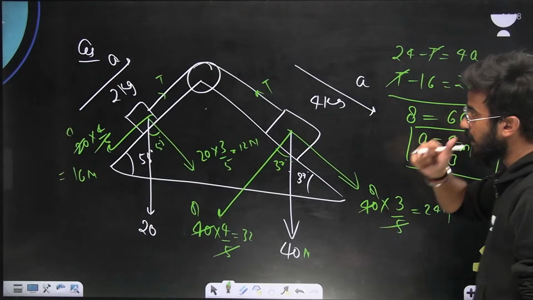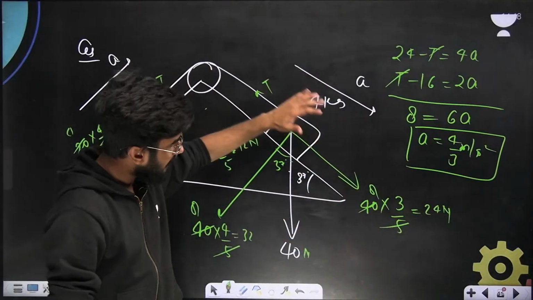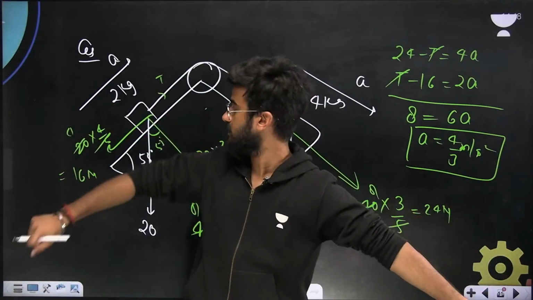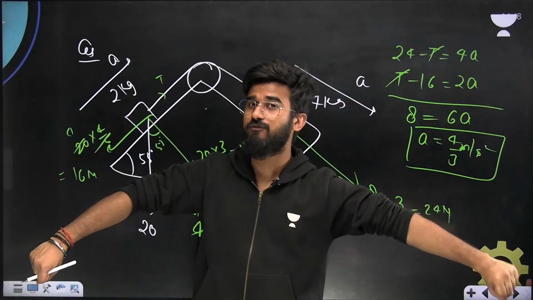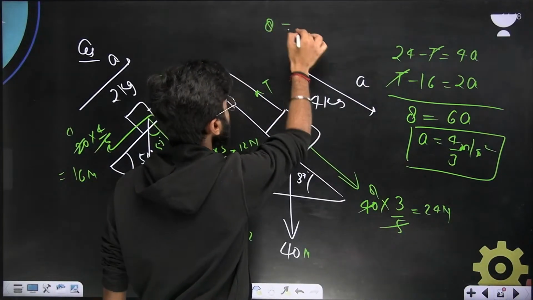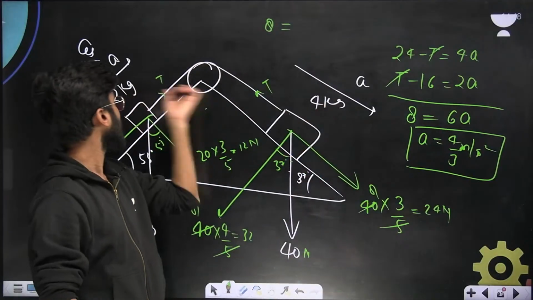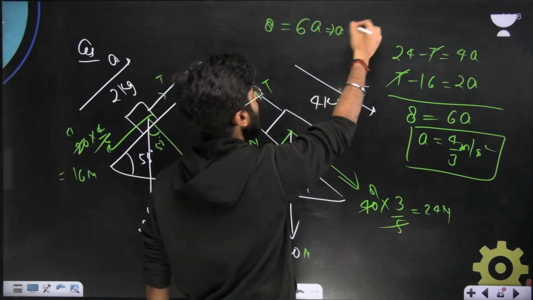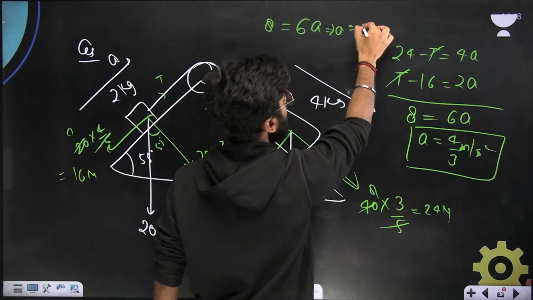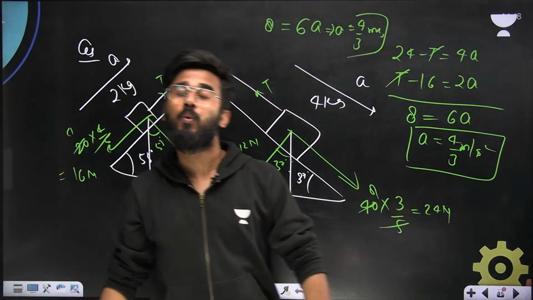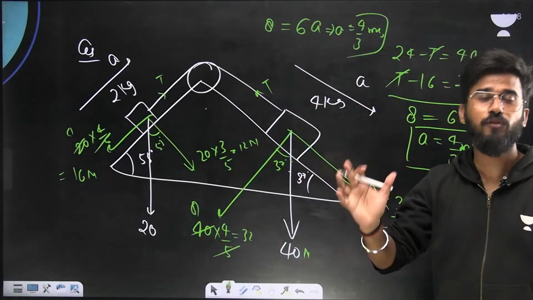Okay, so what I was telling is, mark the total forces. There is 24, there is 16. So what is the net force? 24 minus 16 means 8. So 8 is the total force. That is equal to mass. What is the total mass? 4 and 2 means 6. So 6 into acceleration. What is the acceleration? You can directly write acceleration is 8 by 6, which means 4 by 3 meters per second square. So you can directly write the acceleration with this kind of thinking.